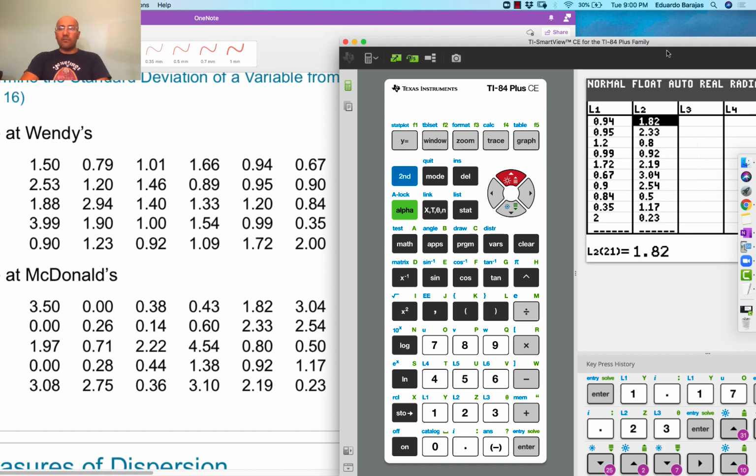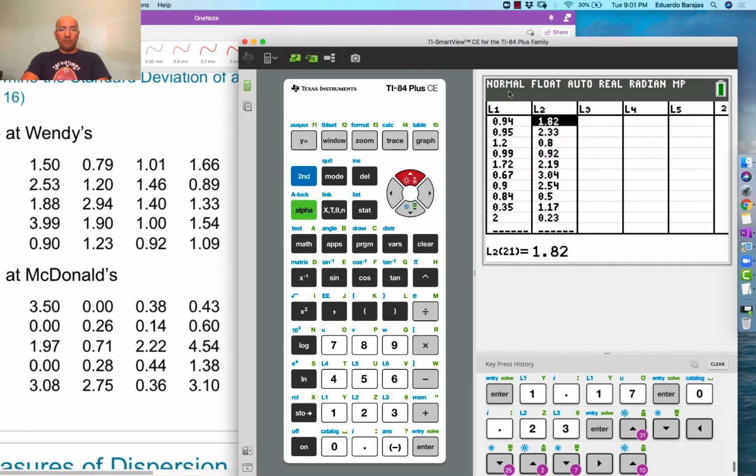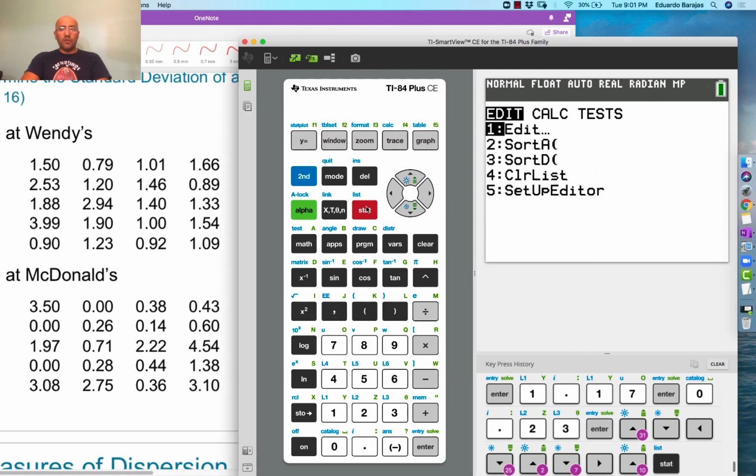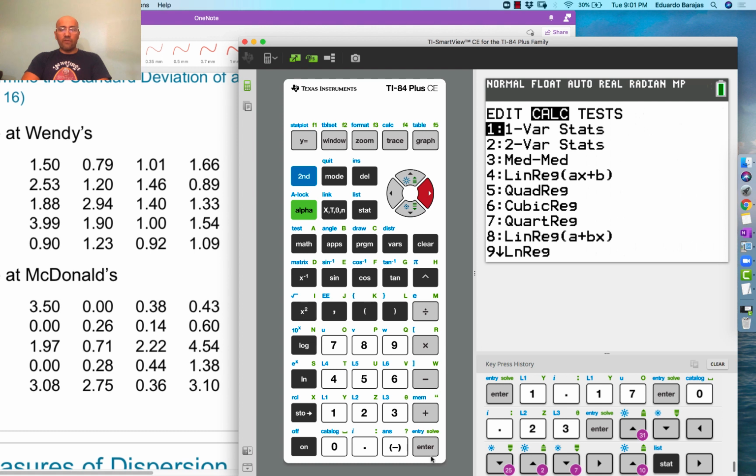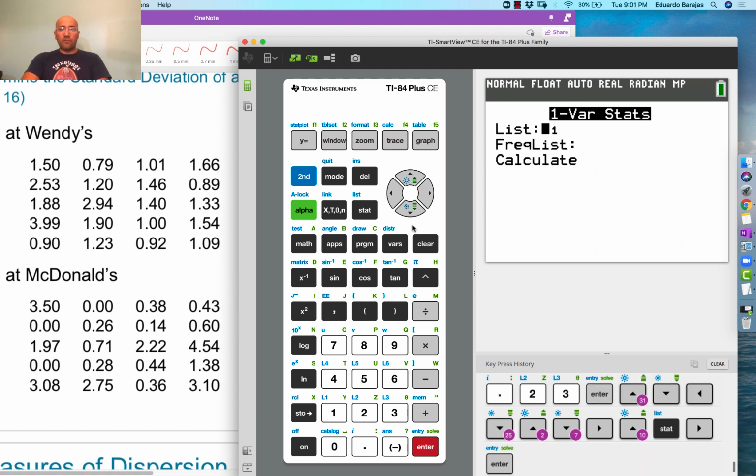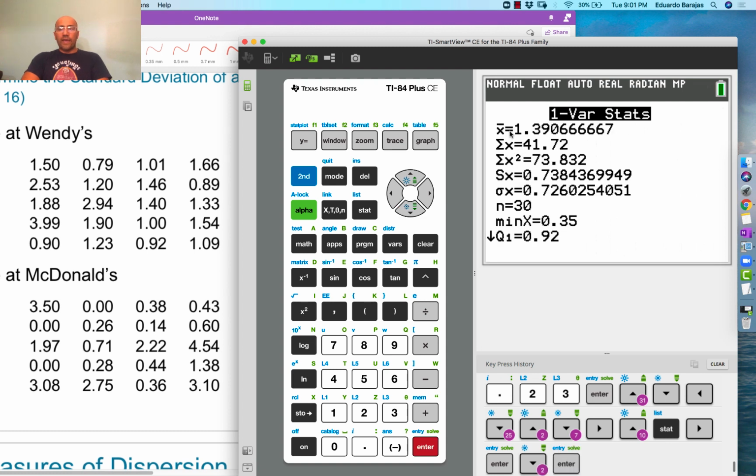Okay, so next we're going to find information about list 1 and list 2. So we're going to do stat, calculate, one variable stats. Let's do it for the Wendy's information first on list 1. Hit enter, calculate. Okay, so we have the mean, 1.39. I think we've seen that before. The mean waiting time at the Wendy's was 1.39.